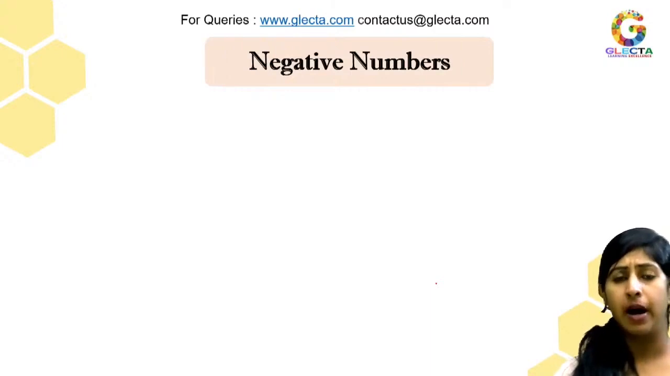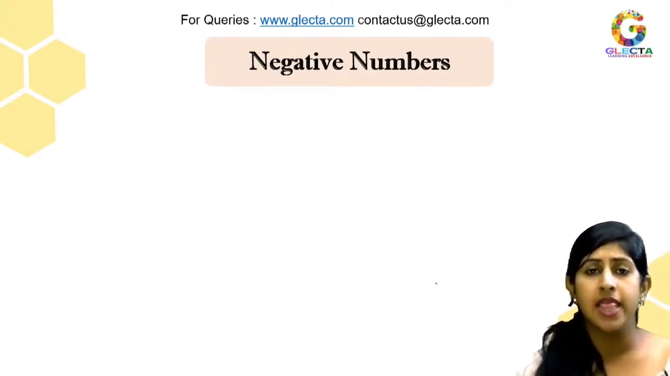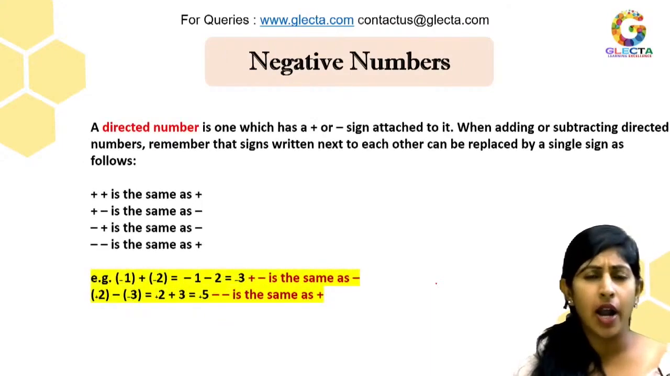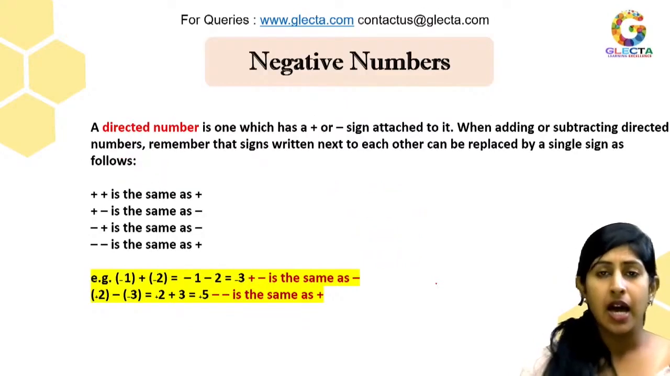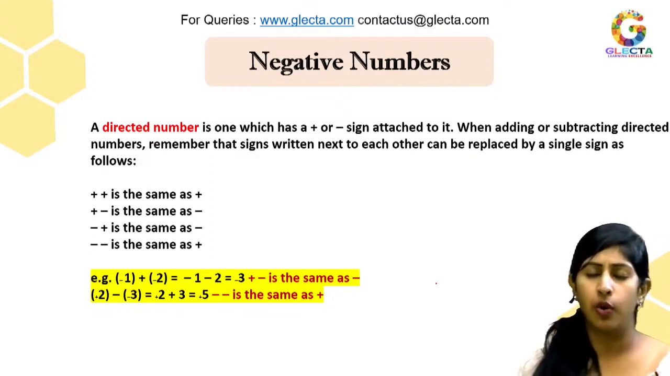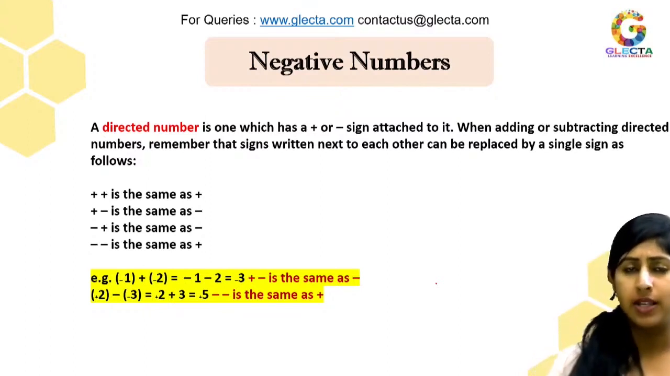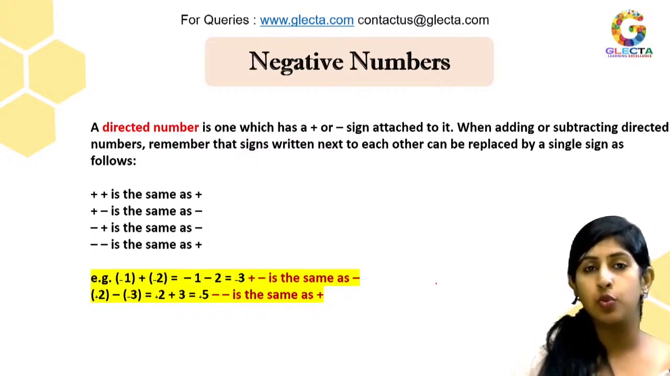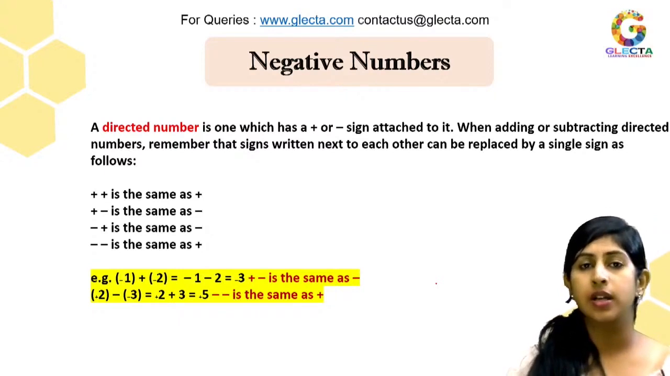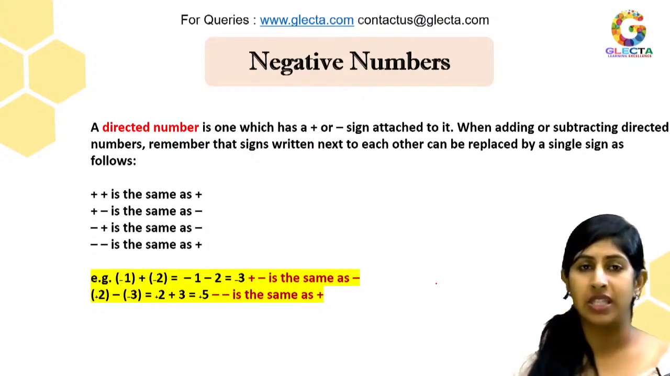Now, talking about our next concept, negative numbers. I hope you've already studied it in your previous classes. What are natural numbers or whole numbers? If not, I'm just going to give you a quick recap. Our natural numbers are all those numbers which we can count, starting from 1, 2, 3, 4 and so on.